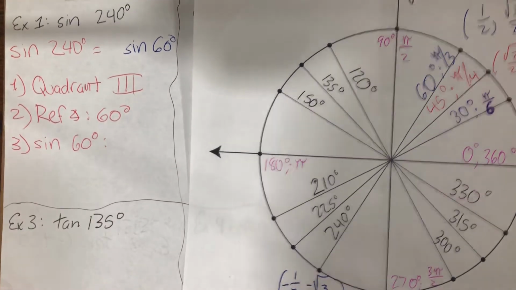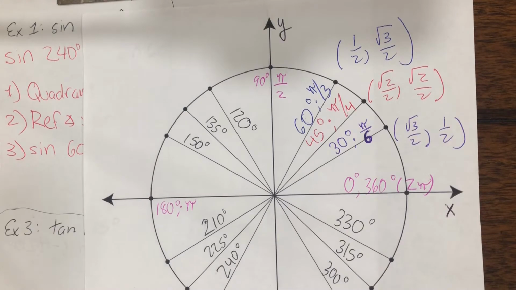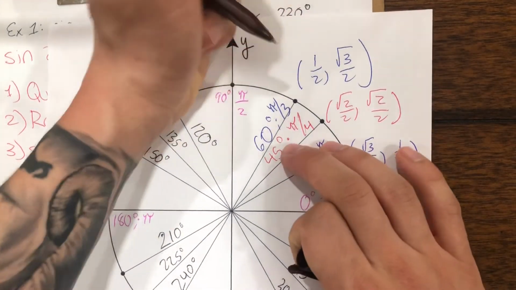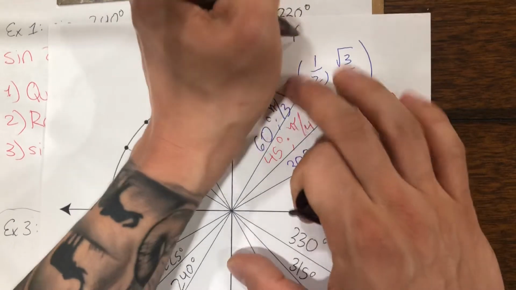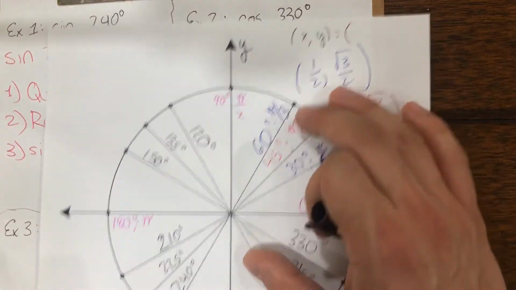Now, sine of 60 degrees. When we're looking at sine, we either just take a look at the x or y coordinate. So let me go ahead and write this down. When evaluating a trig function for theta, we either take a look at the x coordinate or the y coordinate.